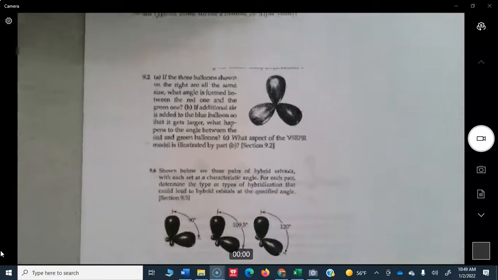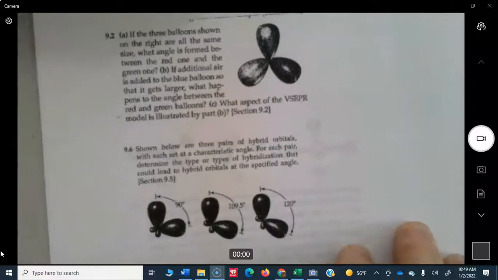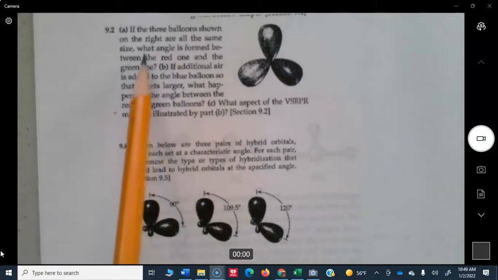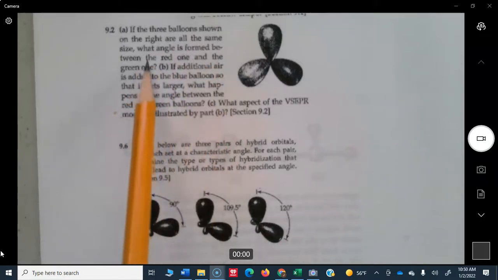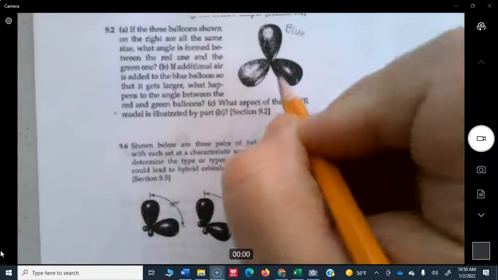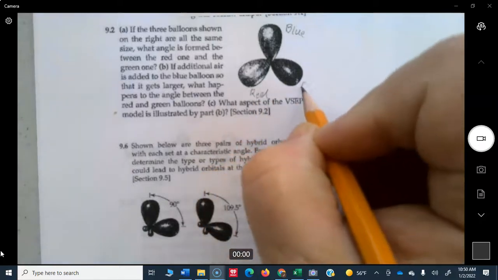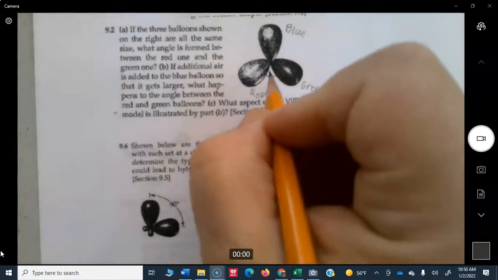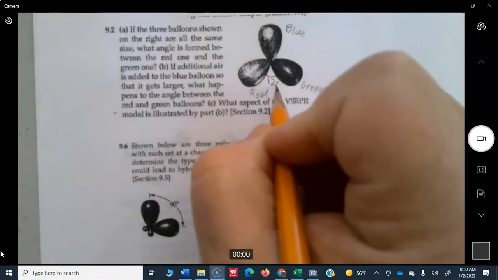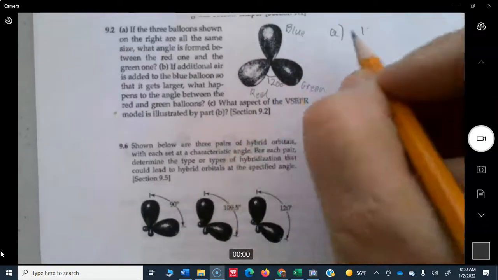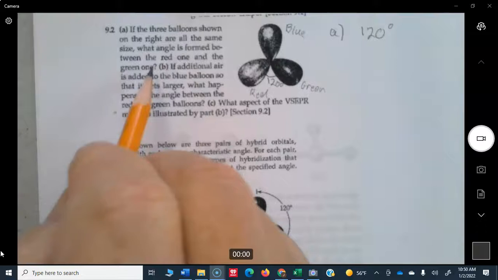So right here, zoom in for you here, it says that all three balloons shown on the right are all the same size. What is the angle formed between the red one and the green one? You can make up which is which. Let's just say this is the blue one. There's a blue one, a red and a green. In your book, they're in color, of course. So what's the angle? If you have 3 equal angles, they're all going to be 120 degrees. So the answer to A, you could just write, 120 degrees.